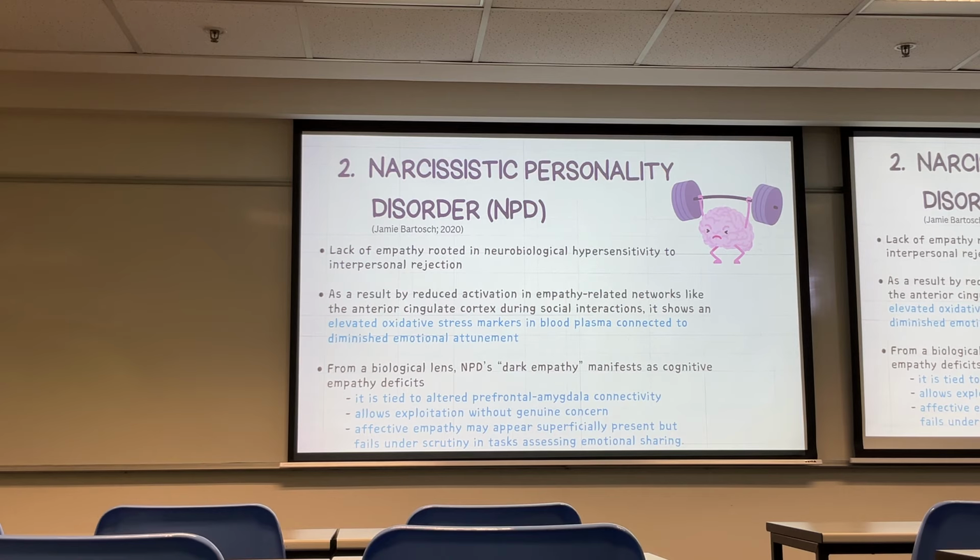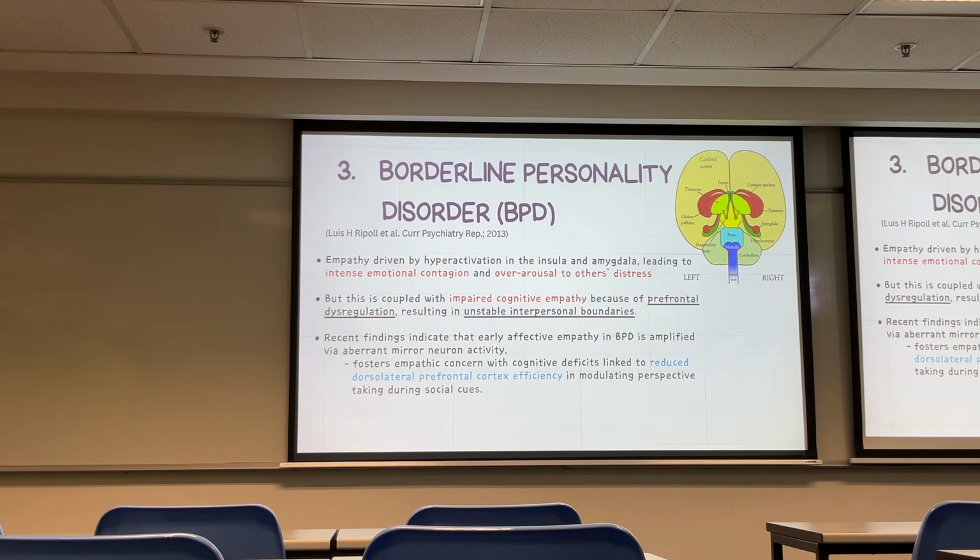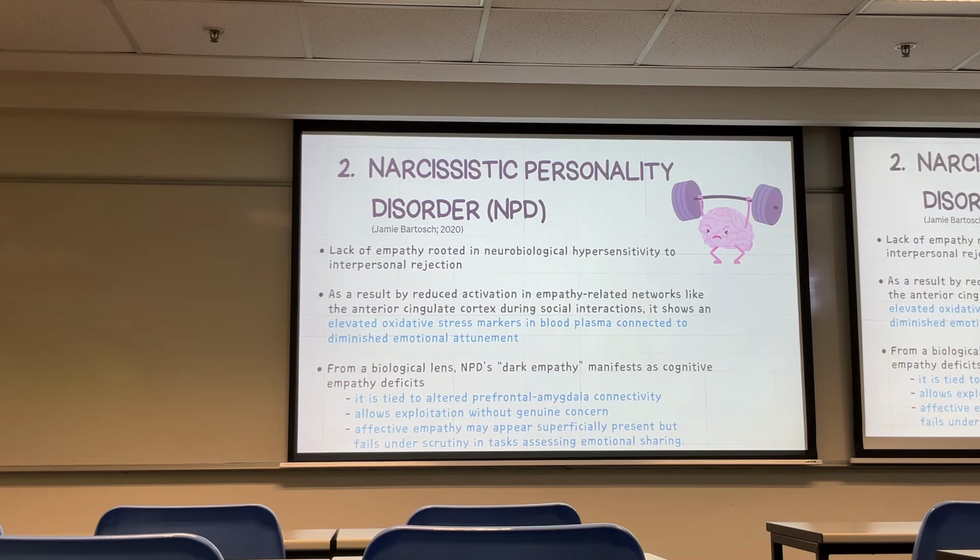And then we also have the narcissistic personality disorder. In this disorder, it involves a profound lack of empathy rooted in neurobiological hypersensitivity to interpersonal rejection, with elevated oxidative stress markers in blood plasma correlating to diminished emotional attunement, as evidenced by reduced activation in empathy-related networks like the anterior cingulate cortex during social interactions. From a biological lens, NPD's dark empathy manifests as cognitive empathy deficits.